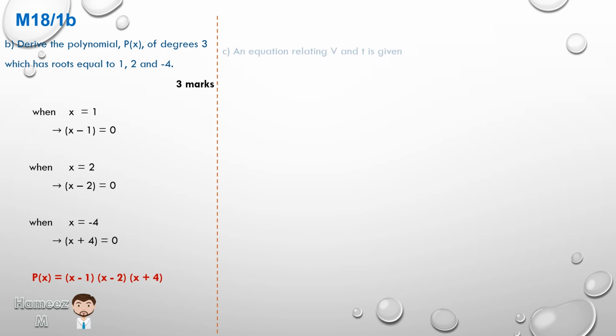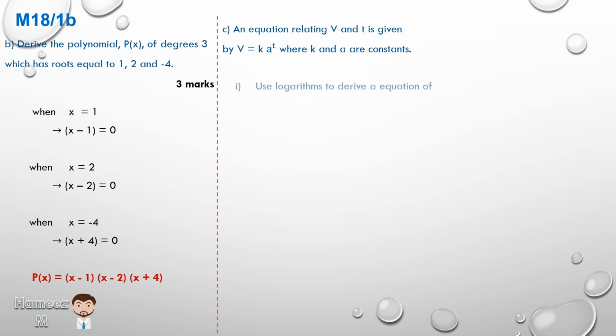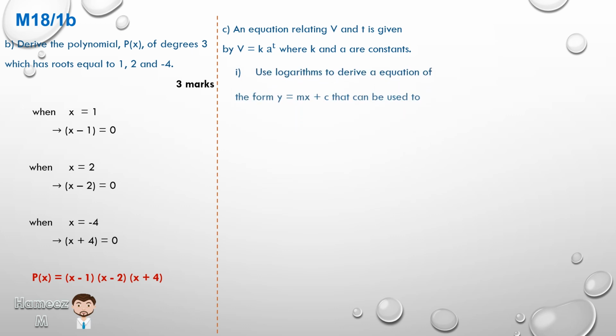Now number 1c, an equation relating v and t is given by v is equal to k a to the power t, where k and a are constants. Part 1. Use logarithms to derive an equation of the form y is equal to mx plus c that can be used to find the values of k and a. And this was a similar question to that which appeared in May 2017, which we answered earlier.